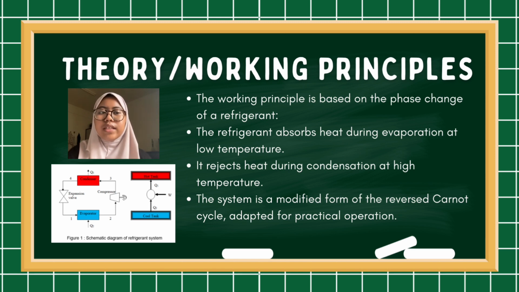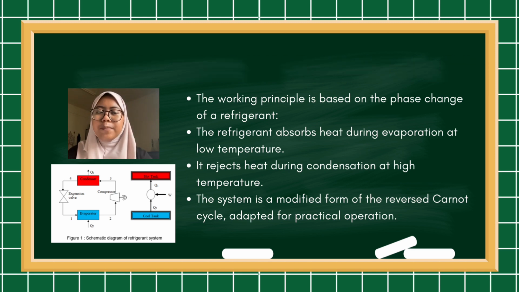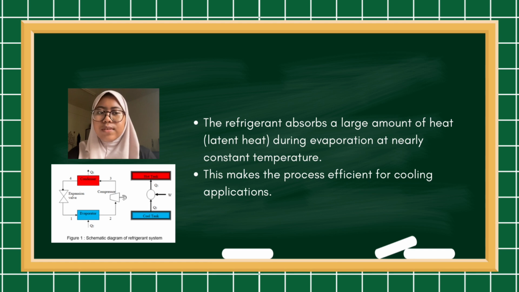The working principle is based on the phase change of a refrigerant, where the refrigerant absorbs heat during evaporation at low temperature. It rejects heat during condensation at high temperature. The system is a modified form of the reverse Carnot cycle adapted for practical operation. So the refrigerant absorbs a large amount of heat during evaporation at nearly constant temperature, and this makes the process efficient for cooling applications.